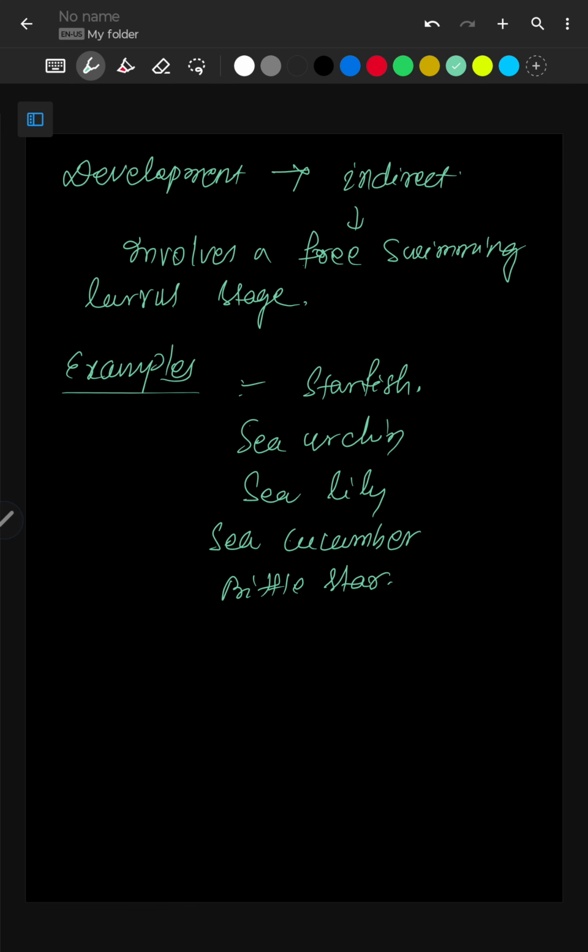Water vascular system is the very distinct feature, and it consists of tube feet. Their sexes are separate and external fertilization takes place. There is a larval stage which is free swimming, and the larvae are bilaterally symmetrical. Okay, so with this, Echinodermata is over. Now come to the next phylum, that is Hemichordata.